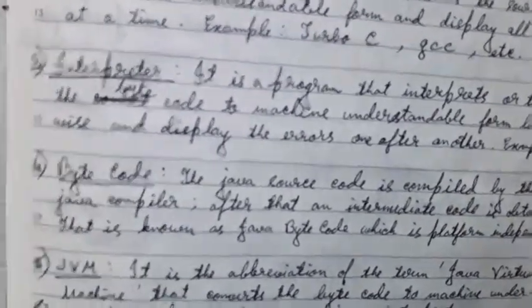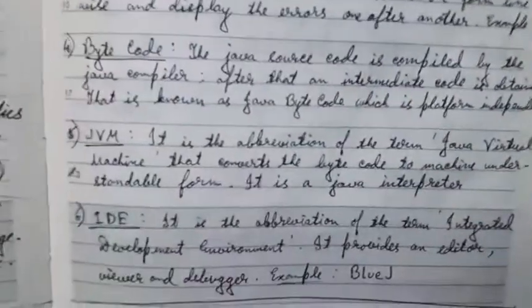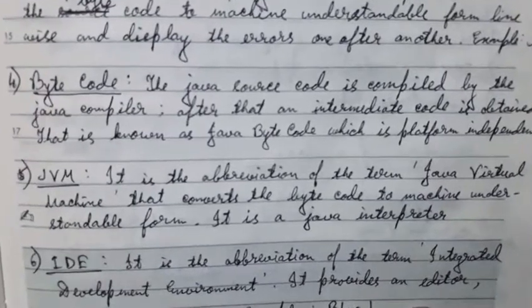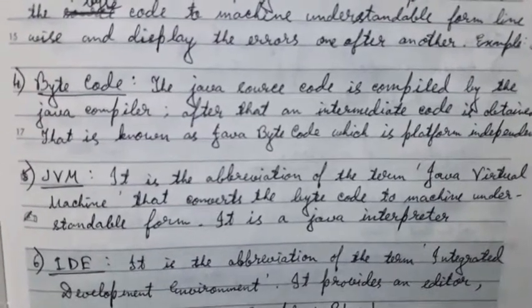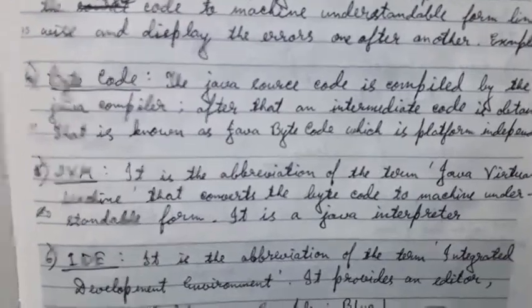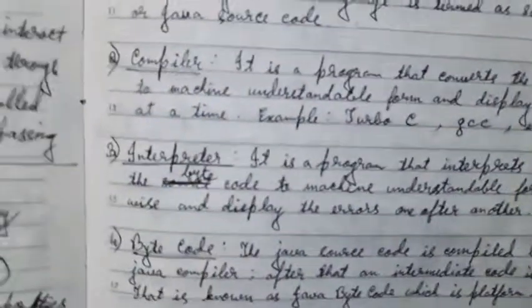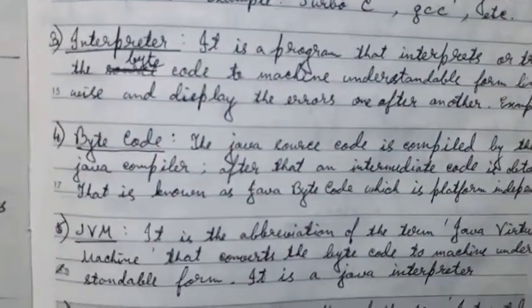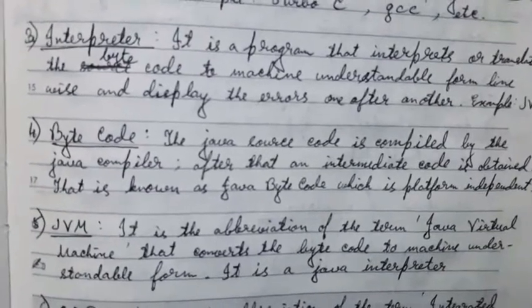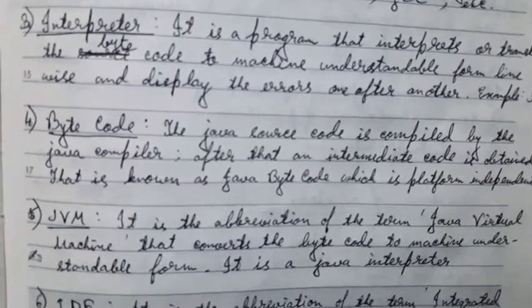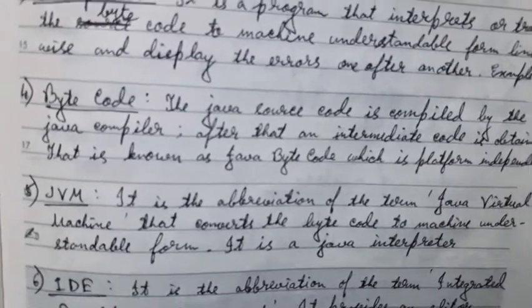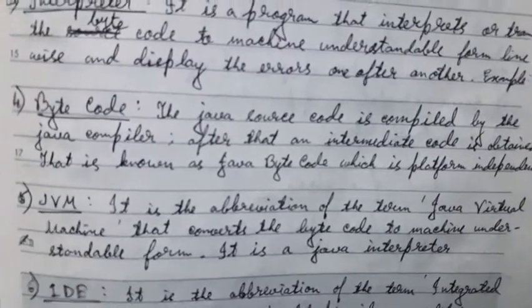Now next comes JVM. What is JVM? It is the abbreviation of the term Java Virtual Machine that converts the bytecode to machine understandable form. It is a Java interpreter. Now we learned about interpreter, for example JVM. What does JVM do? JVM is actually a program, an interpreter. It interprets the Java bytecode to machine understandable form.